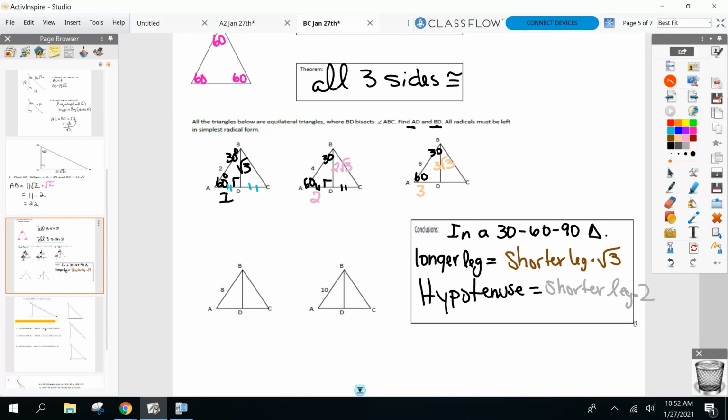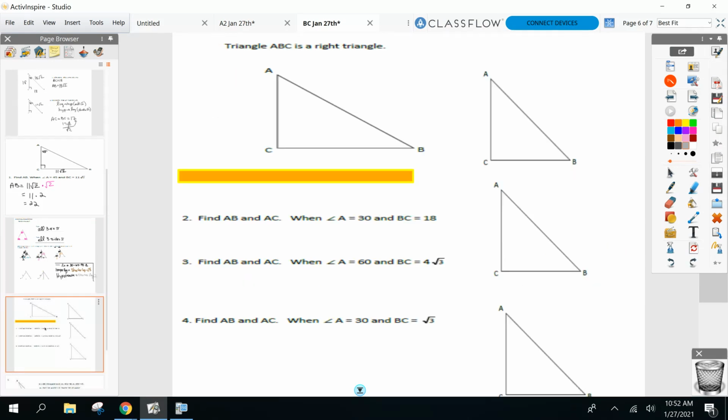All right, let's see what you got. It's time to use it now. Okay, find AB and AC. These are all right triangles again. So C is my right angle. Take a look. Angle A is 30. I'm telling you, BC is 18. How do I find the other two then?